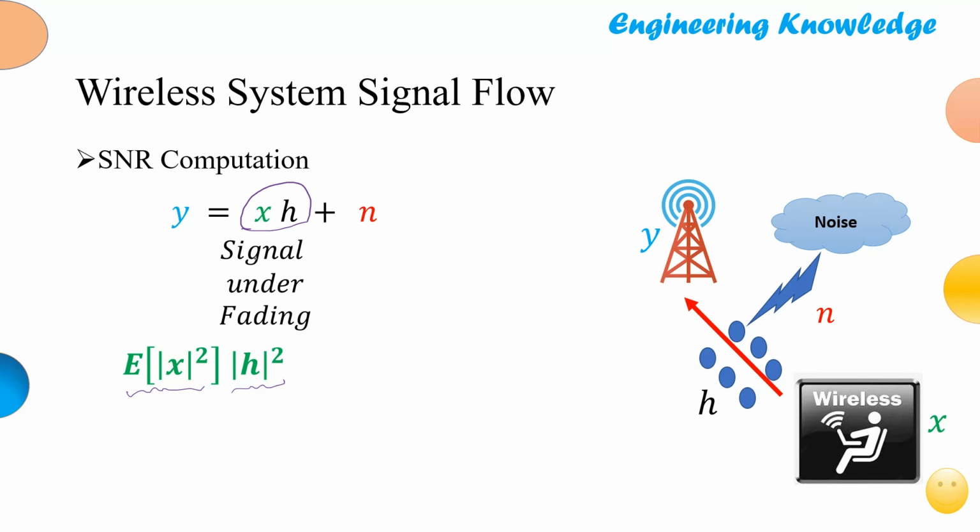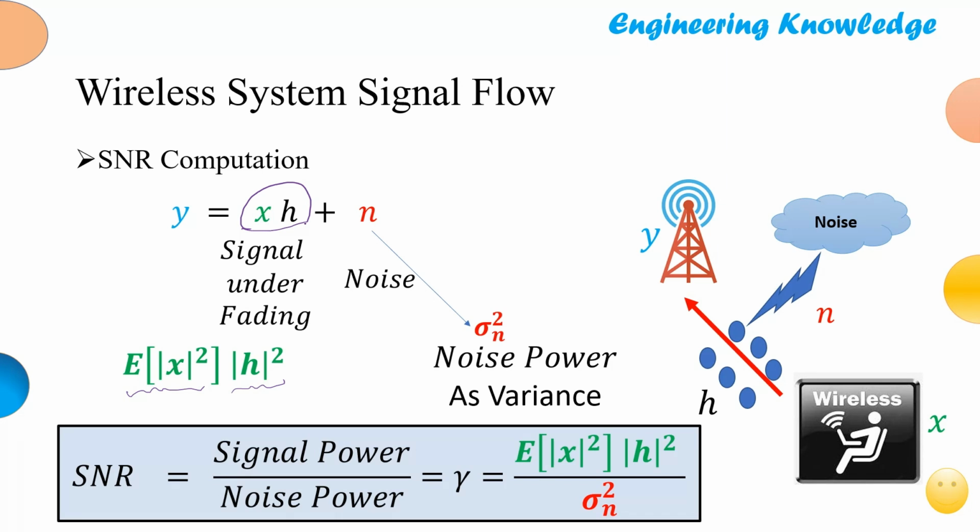So power is voltage squared, and therefore the power is the square of the voltages. Similarly, for the noise power, it is random AWGN we assume, and therefore we take the variance of this as the power of the noise. Having said that, the signal to noise ratio can now be defined as signal power upon noise power. So gamma will be the expected value of mod x square, mod h square, where h is the fading channel coefficient, upon sigma n square. So this becomes my signal to noise ratio.